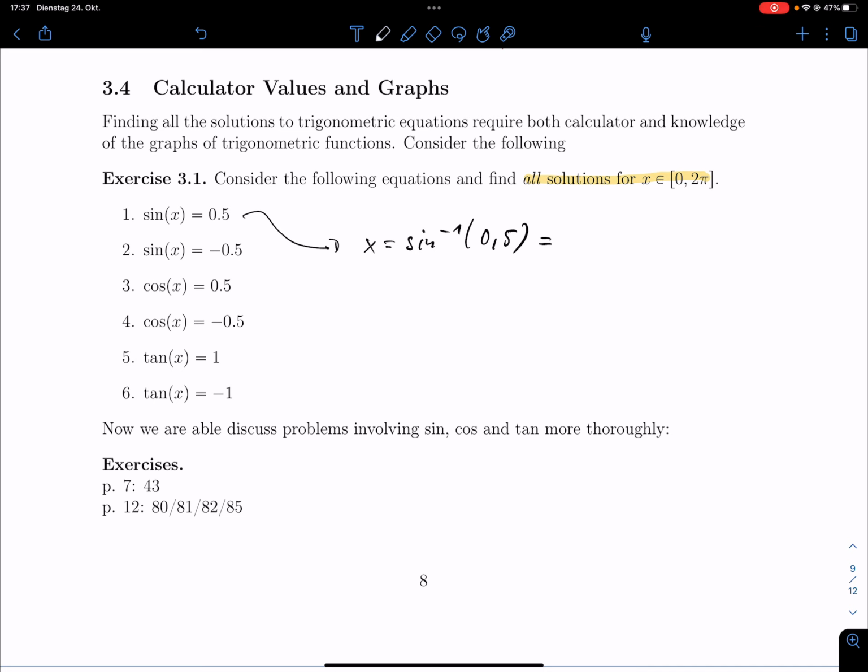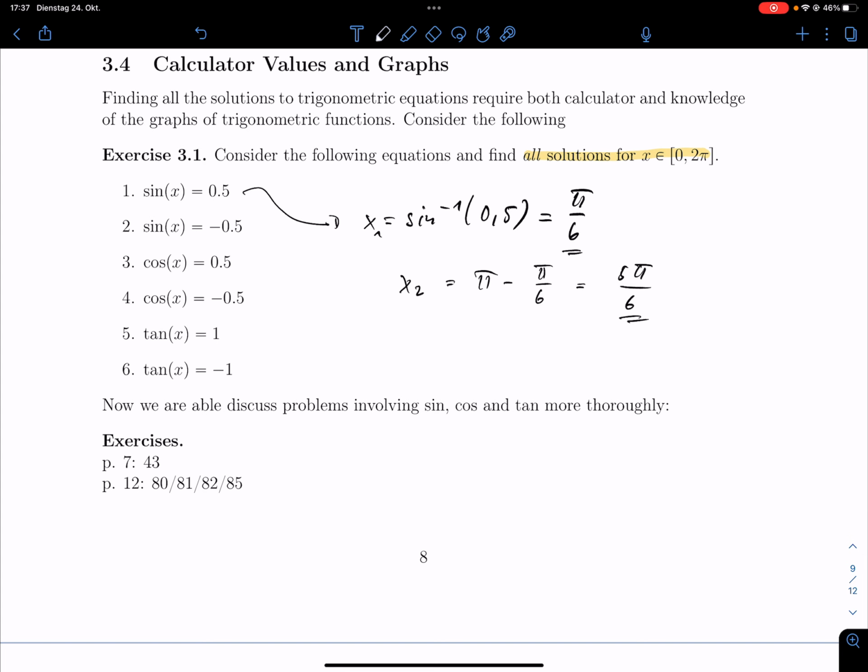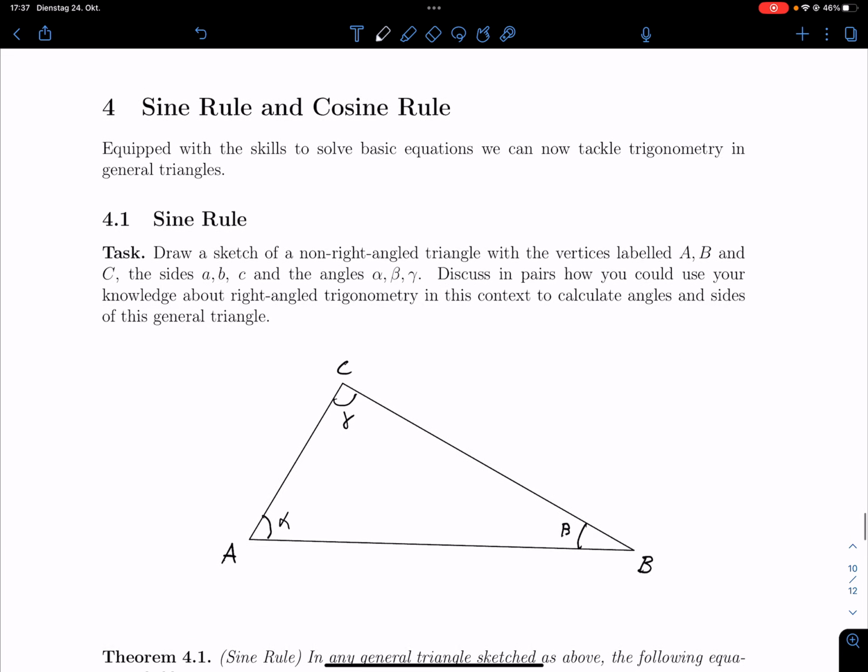and 180 being pi, 180 divided by 6 is 30, so here 30 is pi over 6. If you set it in radians, you get the pi over 6 directly. And then this would be x1. x2, using the symmetry of the sine, is pi minus this solution, pi minus pi over 6. So that's 5 pi over 6. And those are all the solutions for this between 0 and 2 pi. The other exercises work exactly the same way, just with the other symmetries.